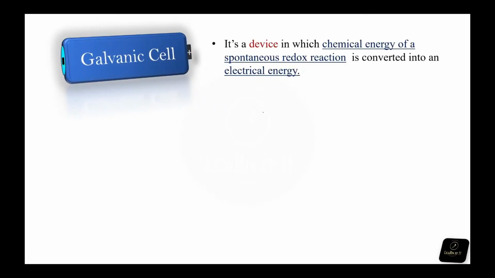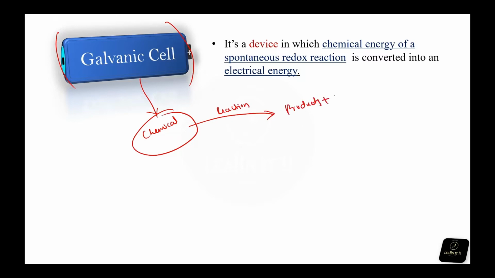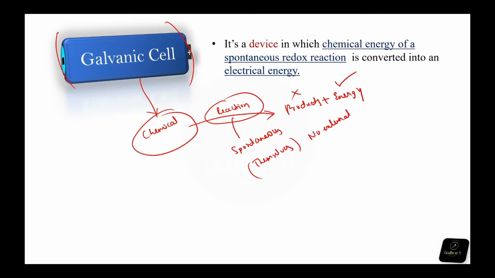So a galvanic cell is a device in which the chemical energy of a spontaneous redox reaction is converted into electrical energy. Within this galvanic cell, there are chemicals. These chemicals undergo reaction to produce what? Some products plus energy. We are not bothered about the products, we are only bothered about the energy. And the reactions are spontaneous. It means these reactions happen by themselves without any external influence.